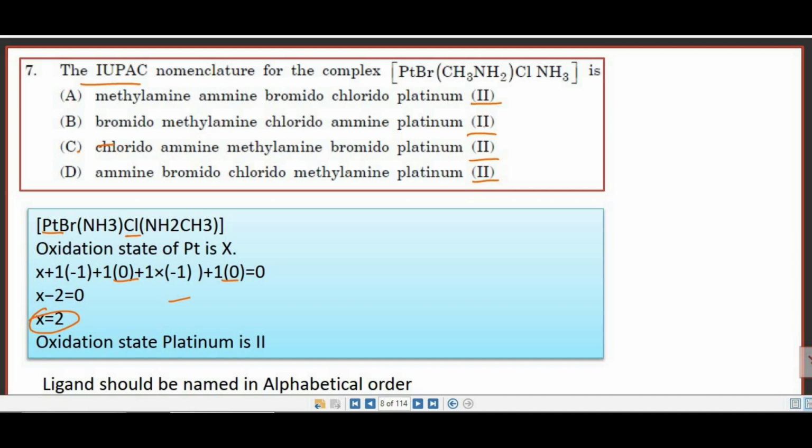Okay. Next you have to arrange the ligands according to alphabetical order. In alphabetical order arrangement of the ligands, D is correct: amine, bromido, chlorido, methylamine, platinum 2. Hence option D is the correct answer.